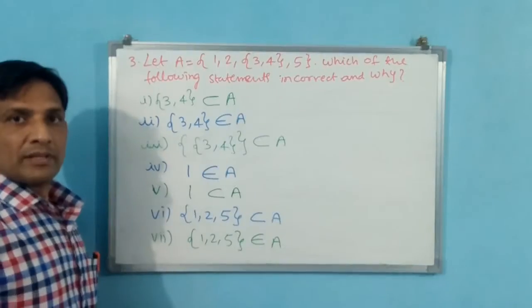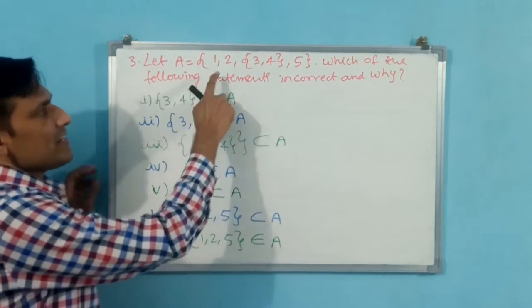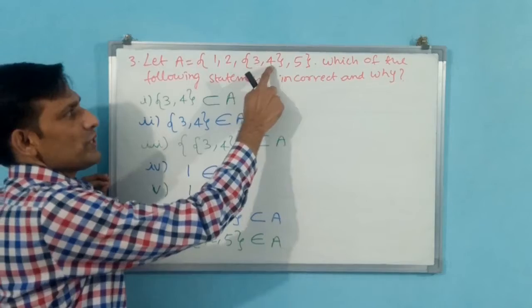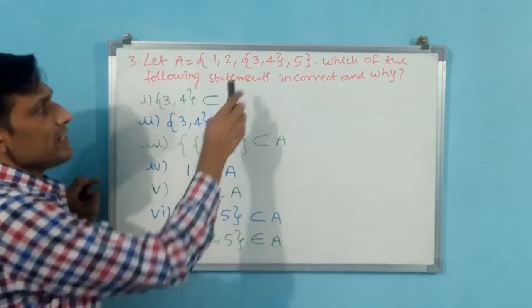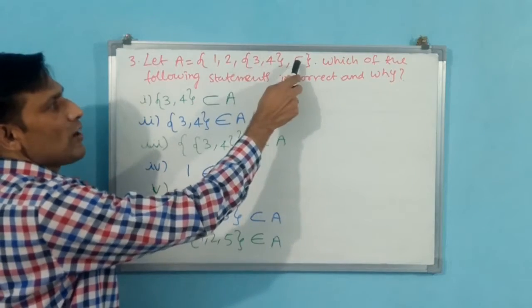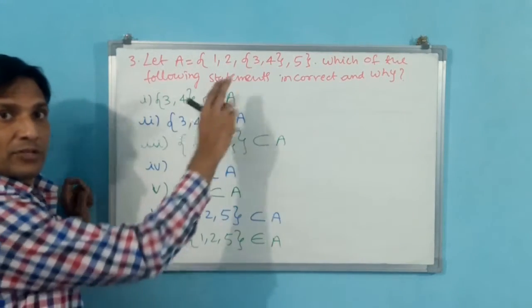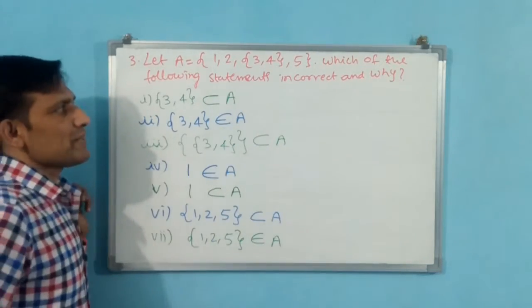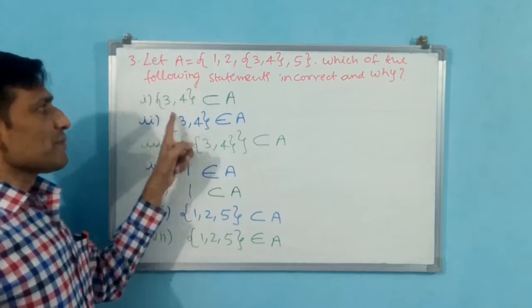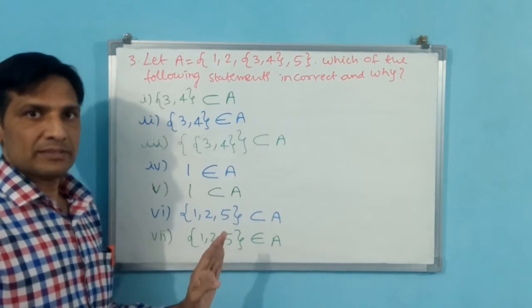Okay, students, see the third question. Let A = {1, 2, {3, 4}, 5}. Here if you observe, 1, 2, 5 along with {3, 4} in braces, {3, 4} is an element here. {3, 4} is not a subset. Okay, {3, 4} as an element. Which of the following statements is incorrect and why? If the statement is incorrect, then we have to give the reason. If the statement is correct, we need not give any reason.